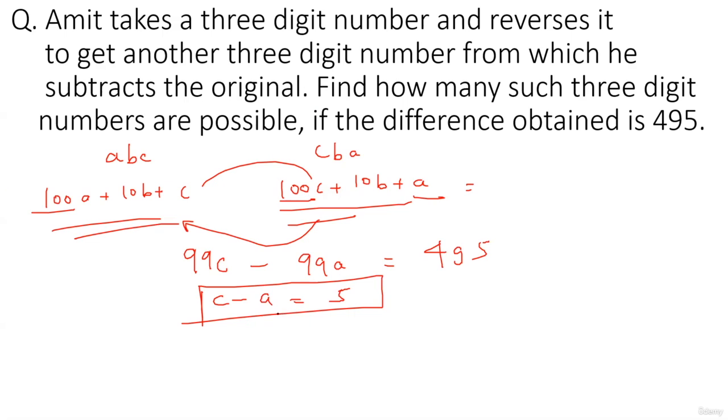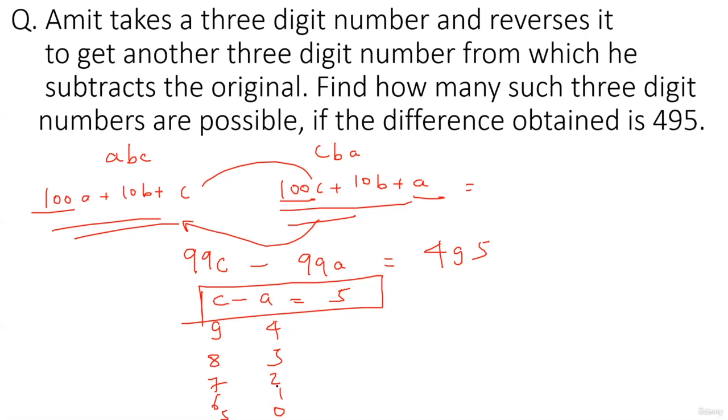So again, since A, B and C are digits, we know that the maximum value C can take is 9. In that case, A will be 4. 9 minus 4 is 5. अपना condition satisfy हो गया. 8 3, the difference is 5. 7 2, it's again 5. 6 1, it's again 5. 5 0, the difference is also 5.